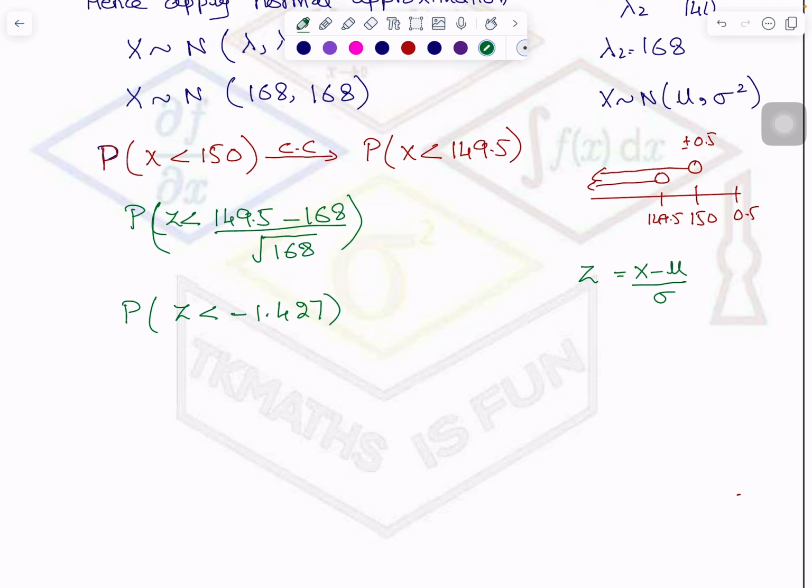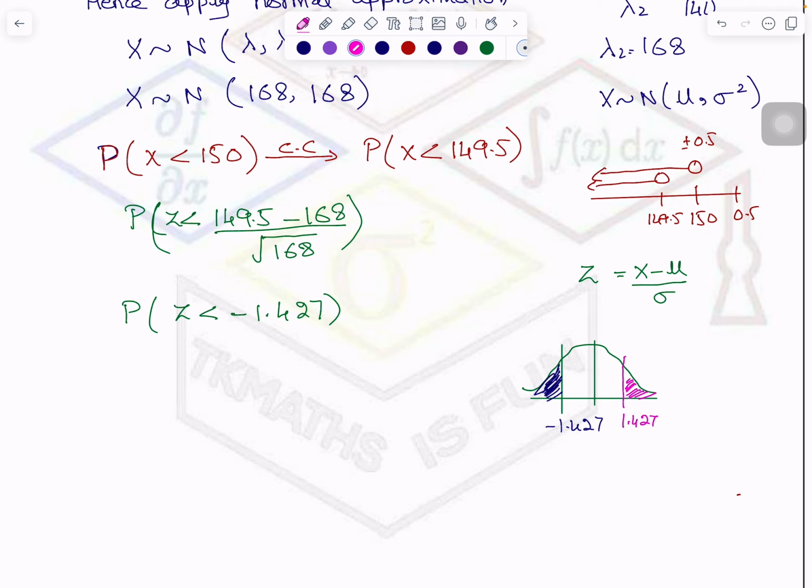Okay, so now to avoid any mistake, you had better sketch roughly what is asked, which probability, which portion. If you can do it mentally, it's fine, not compulsory, your choice. So now it is minus 1.427 on the left hand side. This is the probability you have to calculate. Because in the standardized table we don't have negative values of z, we use the concept of symmetry. So it means 1.427, and this is what we have to calculate, right?